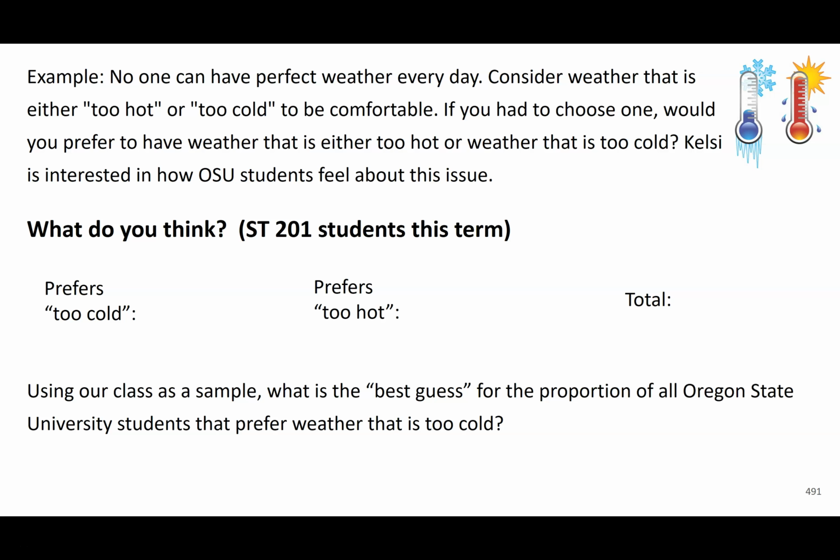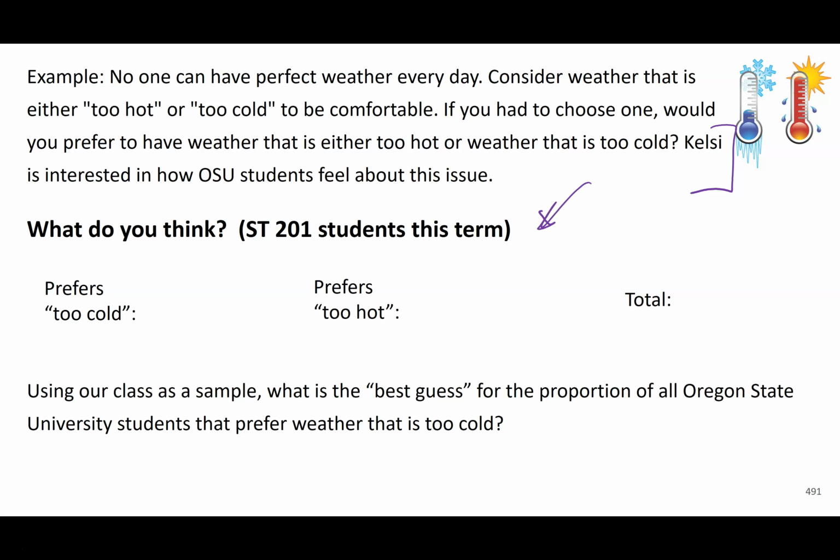Just considering this, the question I asked all of you at the beginning of the term: consider weather that's either too hot or too cold. If you had to choose one, so unfortunately you have to pick one for this hypothetical question, would you prefer weather that's too hot or would you prefer weather that's too cold? So I am interested in finding out how OSU students feel about this. So what do you think?